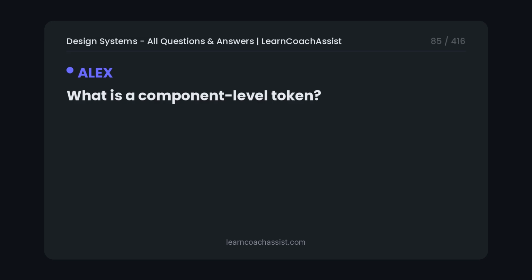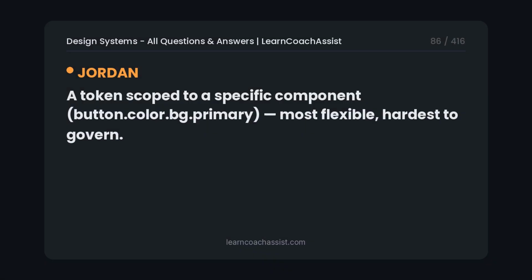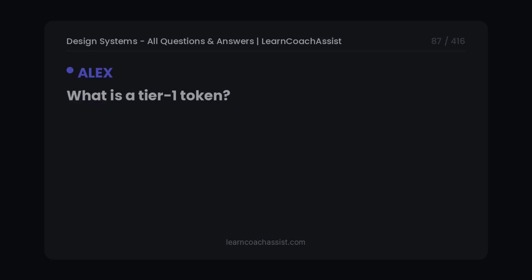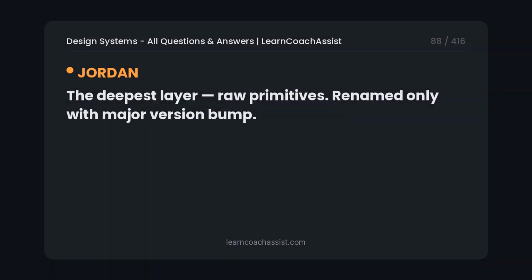What is a component-level token? A token scoped to a specific component, button.color.bg.primary, most flexible, hardest to govern. What is a Tier 1 token? The deepest layer, raw primitives. Renamed only with major version bump.